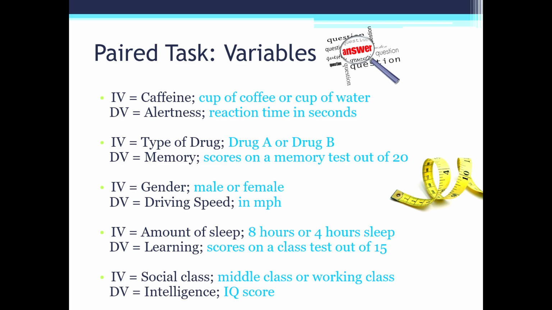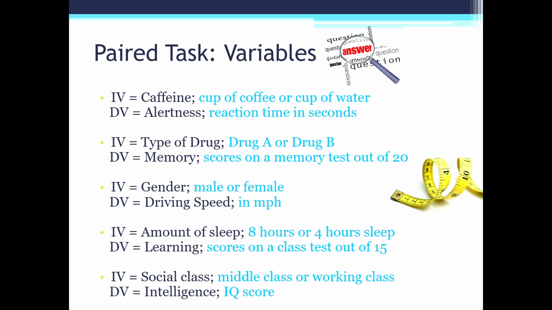It is possible to have more than two groups, but most of the exam questions that you're going to see are probably going to be in two groups. And then finally, for the DV, if it's something that can be measured by units, like reaction time in seconds, that would be a good one to use for alertness. Or you could have done a ruler drop in centimetres. Miles per hour for driving speed is already an established unit, so you do something like that.